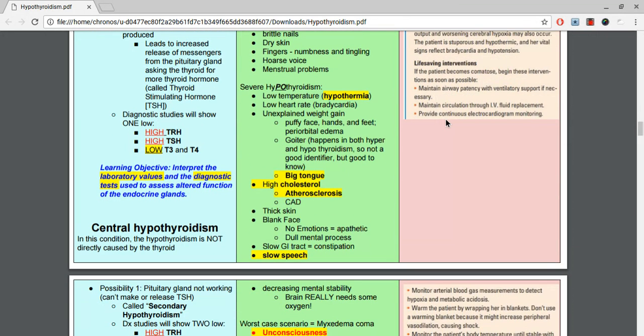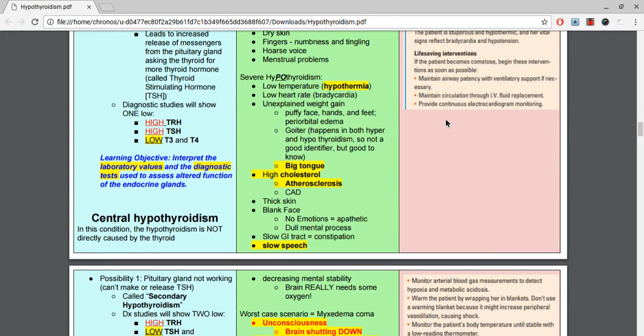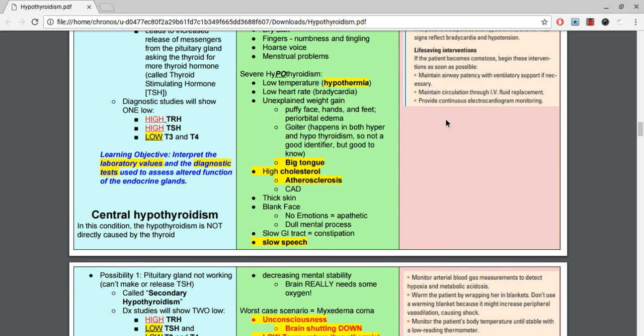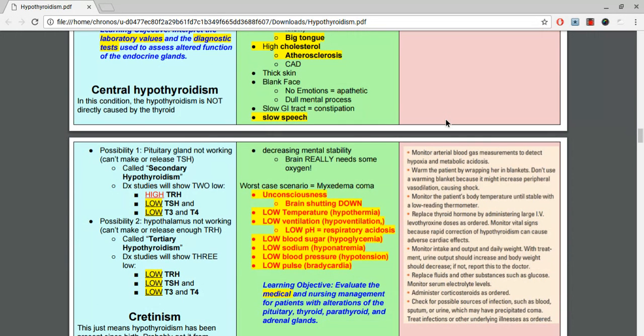Here are some life-saving interventions. If the patient becomes comatose, begin these interventions as soon as possible, so ASAP, quickly, get on this. Maintain the airway patency with ventilatory support if necessary. Maintain circulation. Give them IV fluids. Provide continuous ECG monitoring. Check their ABGs. Detect hypoxia and acidosis. Warm the patient. Wrap them in blankets.